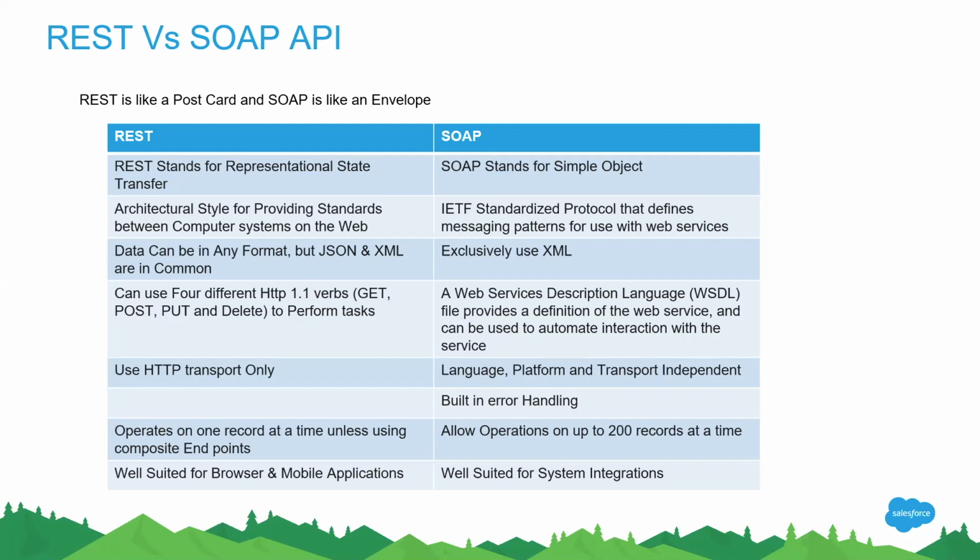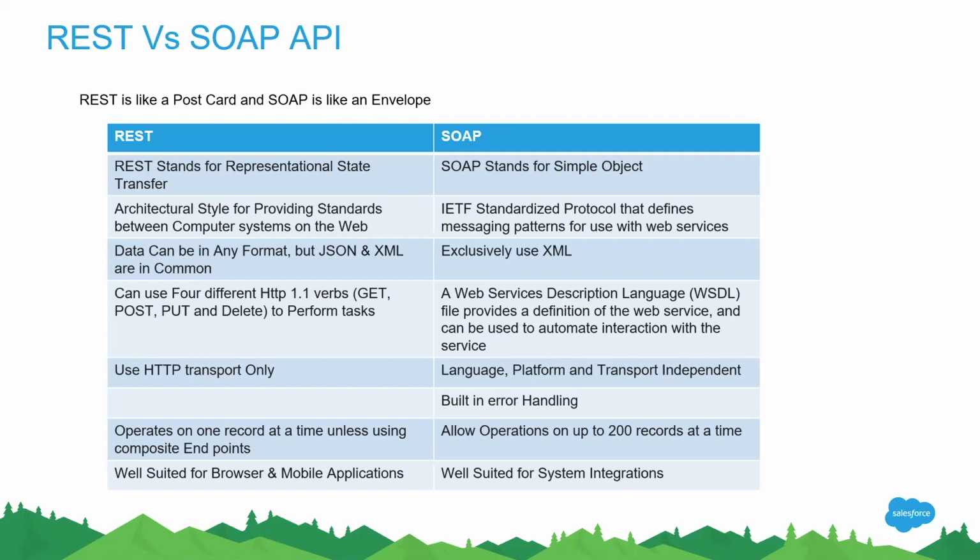WSDL is a Web Services Description Language. It's a structured XML file which will have a lot of definitions, and it will know how to interact with a third-party system. So REST uses HTTP transport, and SOAP is language, platform, and transport independent. SOAP has inbuilt error handling, and REST is more synchronous. It operates on one record at a time. That's how REST operates.